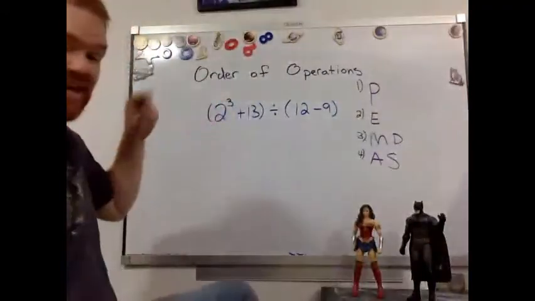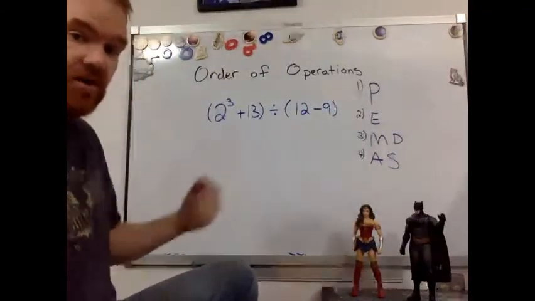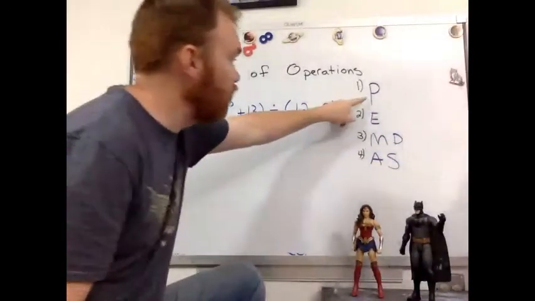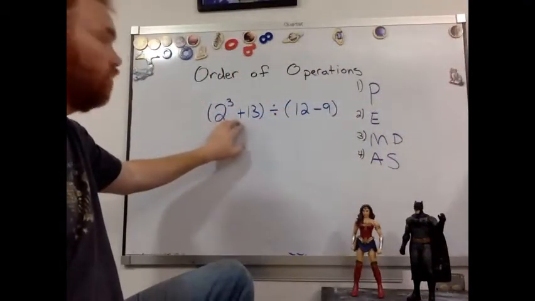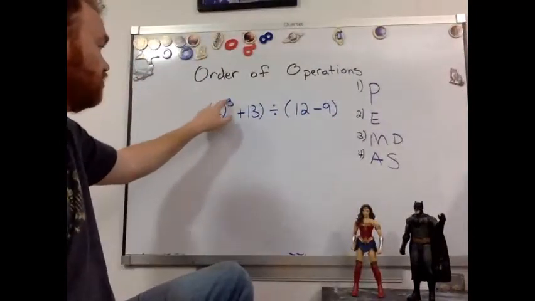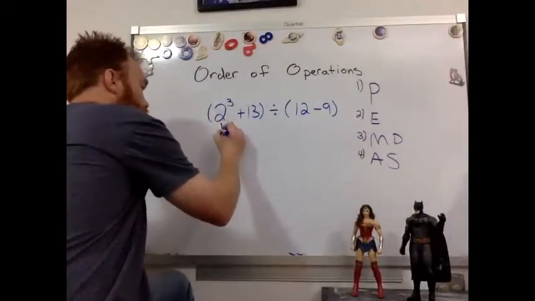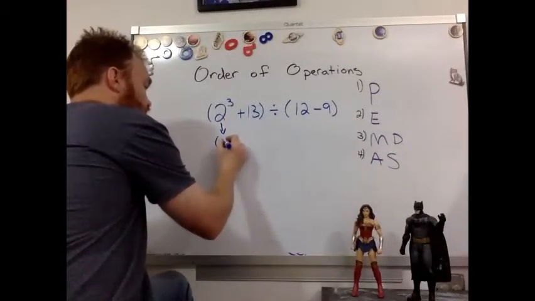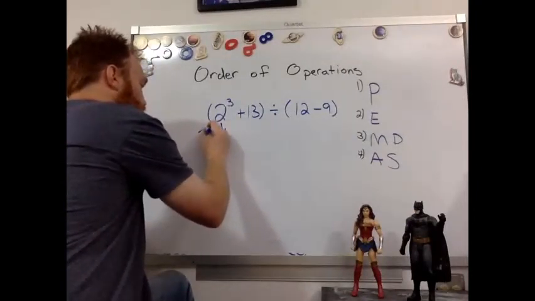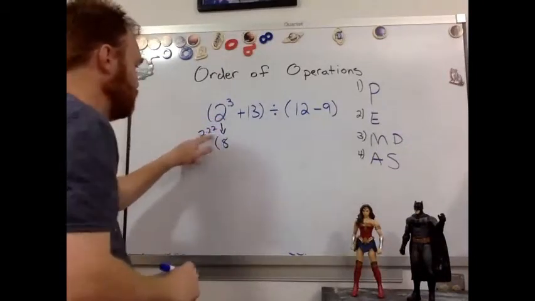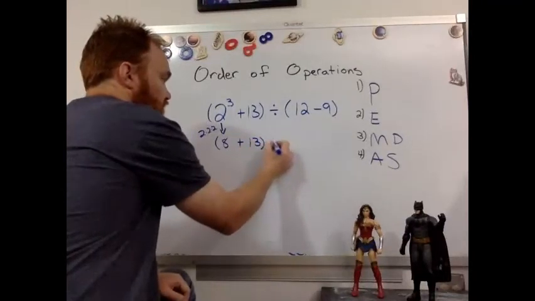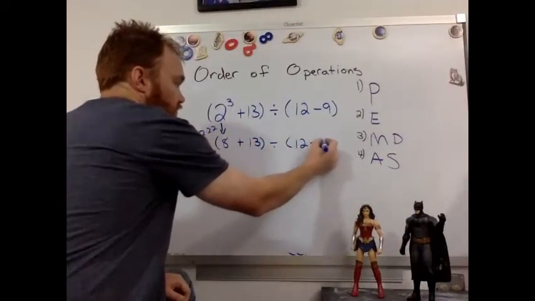Now I go into my parentheses and I start my checklist all over again. So now I'm into this set of parentheses and I go parentheses, nope, no parentheses in there. Are there exponents inside these? Oh yes, there are, 2 to the third power. That's an exponent. I'm going to evaluate that first. 2 to the third power is 8 because it's 2 times 2 times 2. 2 times 2 is 4, times 2 is 8, plus 13 divided by 12 minus 9.